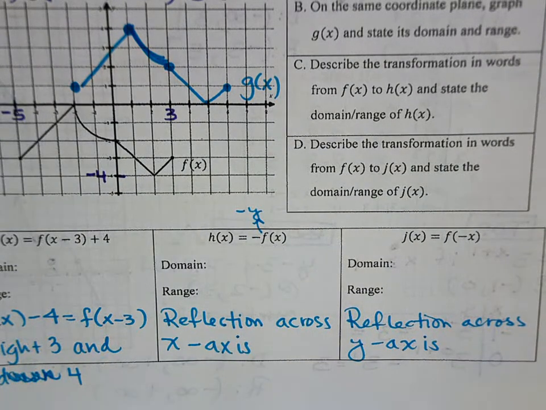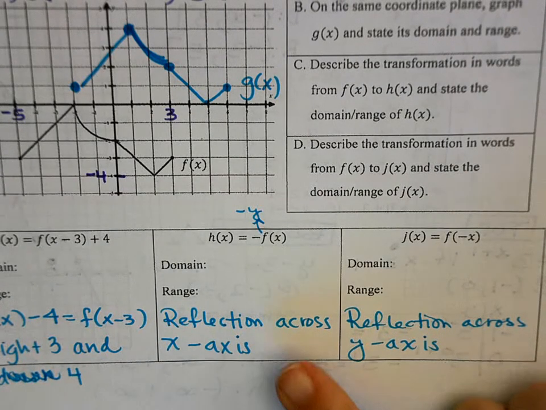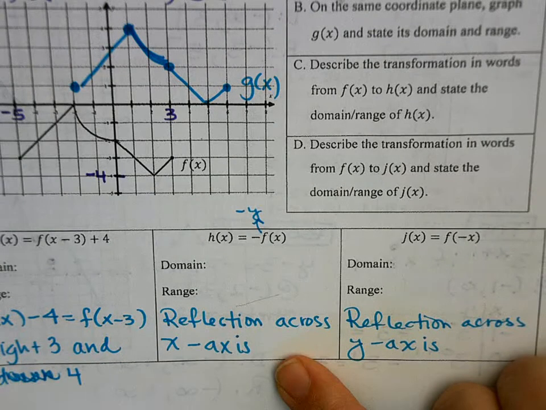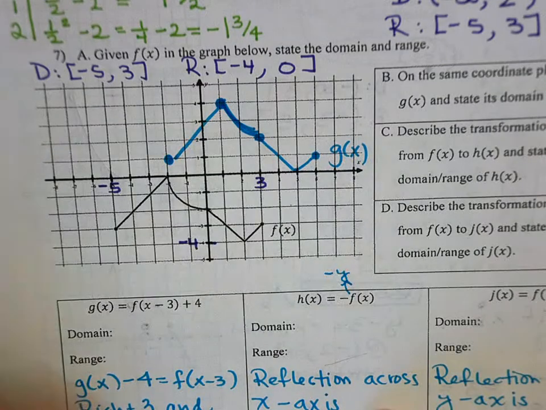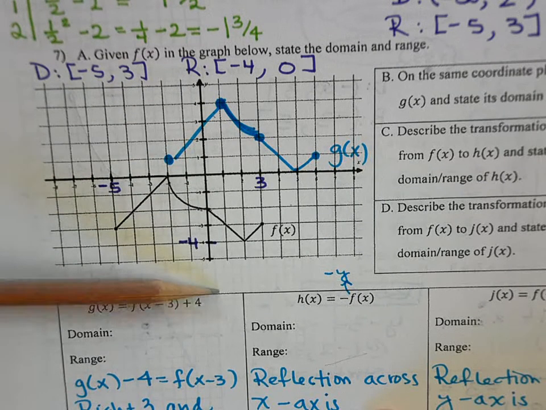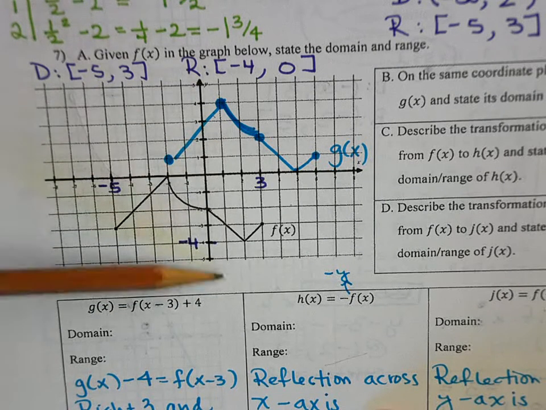So now for the domain, we need to pay attention so we don't have to redraw everything, just think about what's happening. So let's go ahead and do the domain and range for both of these. So for here, this was my original domain up here, right? There's my original domain and my original range. So if I'm reflecting across the x-axis, anything that was here is coming down here. So I'm only changing the y values, so the domain is not changing.